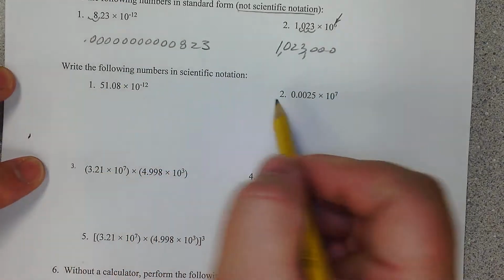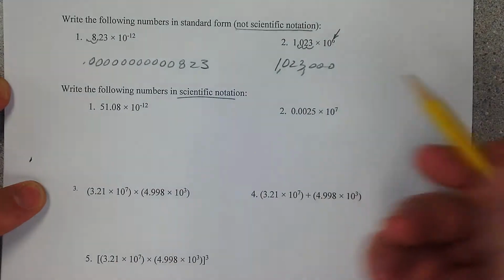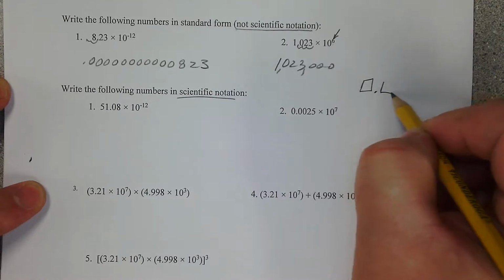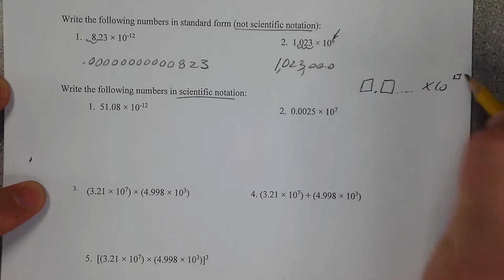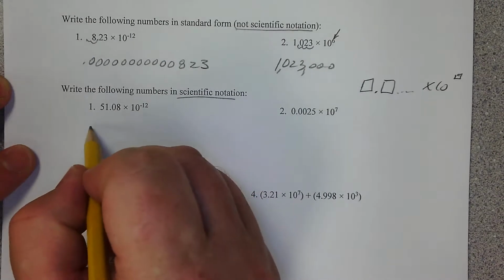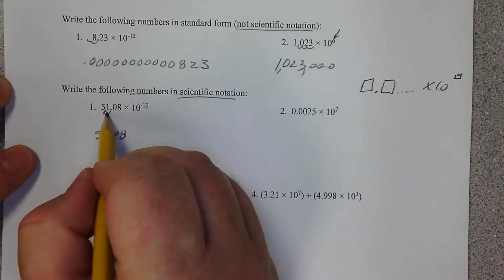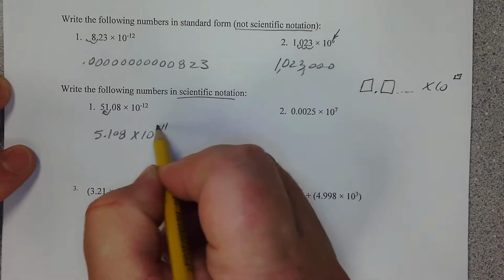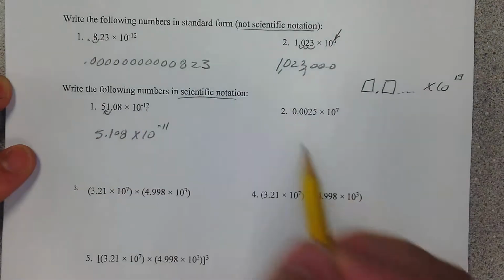It says write the following numbers in scientific notation. So scientific notation, let's talk about that real quick also. Scientific notation is a single digit number followed by a decimal and then whatever's after, times 10 to some exponent, right? So this one's not in scientific notation because this is a 2-digit number. So I need to make this number smaller, 5.108. If I make that smaller, then this needs to be bigger in order to keep it the same exact value. Negative 11 is bigger than negative 12. I moved it one decimal to the left, which means I'm going to have to make this larger.